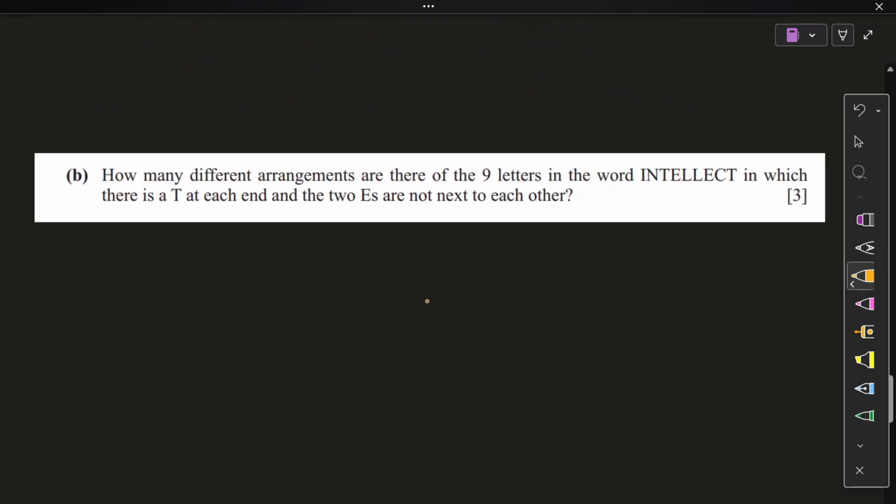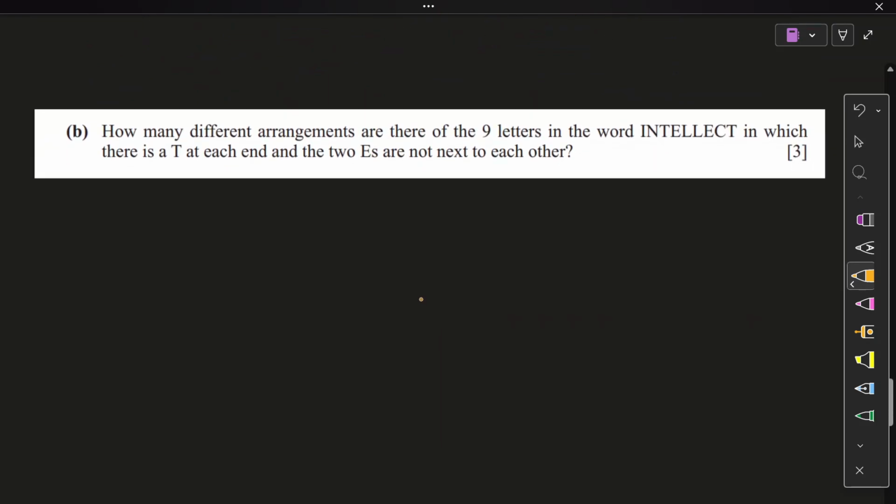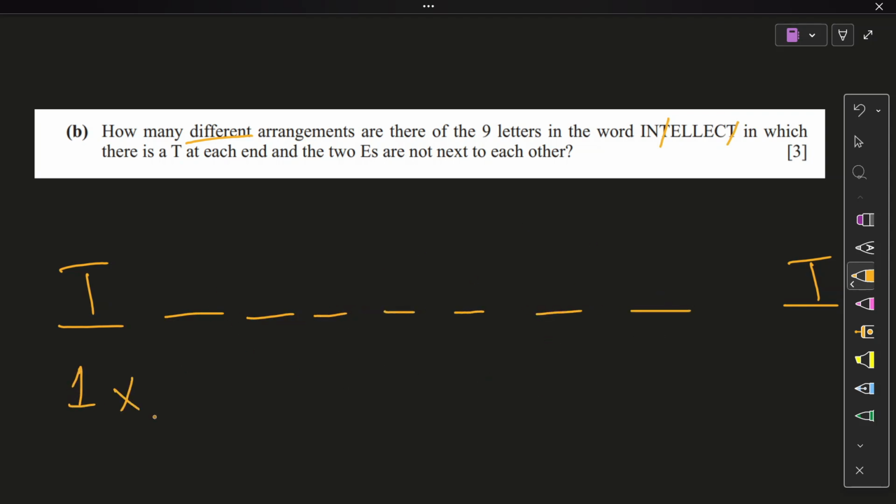Moving on. Part 2. How many different arrangements are there of the 9 letters in the word intellect in which there is a T at each end? Okay. So different arrangements, so let's just fix one T at this end, one T at this end. We are all out of T's, cancel them out from there. Remaining 7 positions, 1, 2, 3, 4, 5, 6, and 7. We denote the fixed positions as 1, right? Done. So this part done.